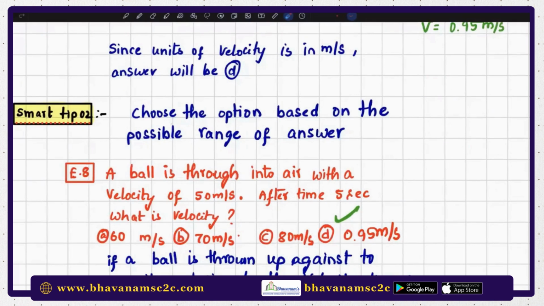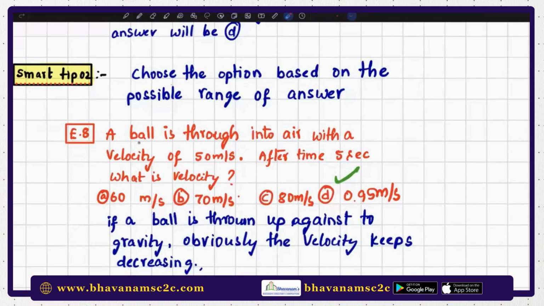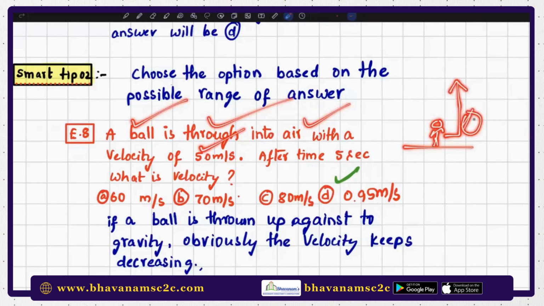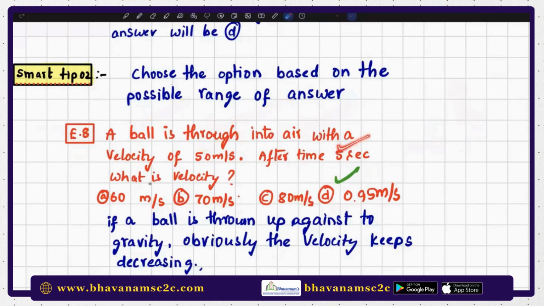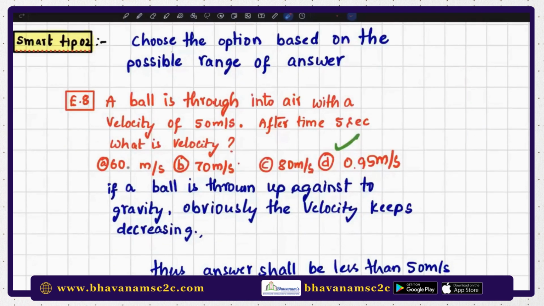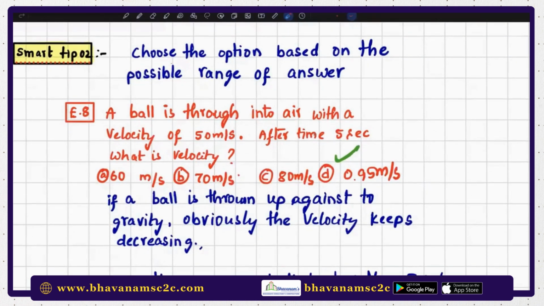The second tip is to choose the option based on the possible range of the answer. Suppose, guys, as I said, a ball is thrown into the air with 50 meters per second. He is standing here and has thrown this ball into the air against gravity. Now, after 5 seconds, what is the velocity? I am asking. You don't know any concept, dynamics, and the options are 60, 70, 80, and 0.95. So I can pick up the answer. How? Think of the possible range.